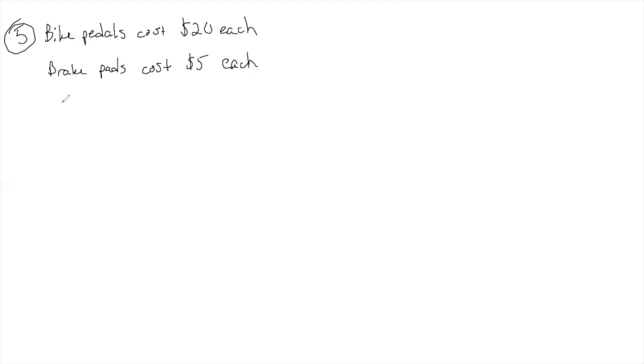So question 5. Finally, we have bike pedals cost $20 each. We have brake pads cost $5 each. A equals number of pedals bought, and B equals number of brake pads bought.